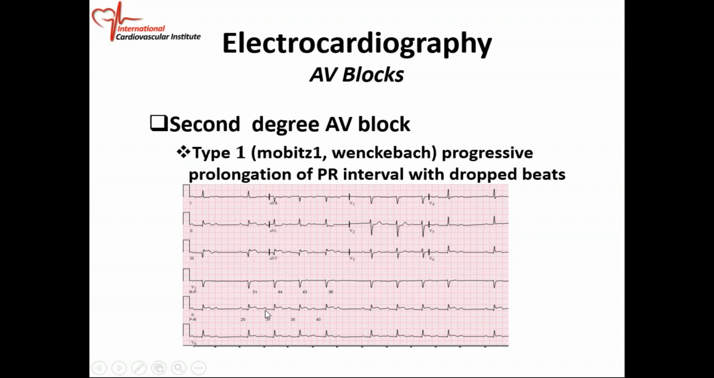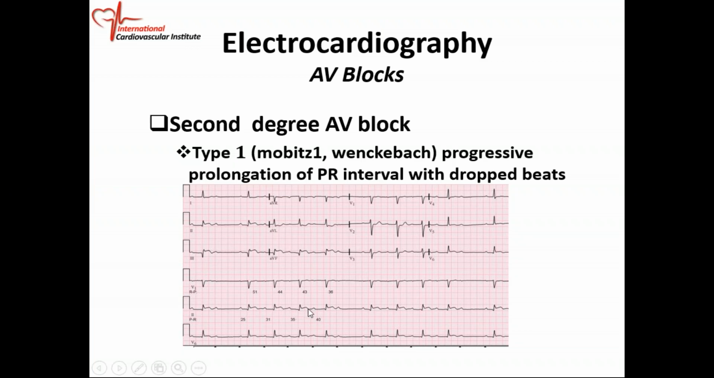Then you have the P wave, PR interval, and your QRS. If you look closely, you can see that this PR interval is a little bit longer than this one. You can measure it, but this PR interval is longer than this one. So we have our QRS, T wave, P wave, QRS. This PR interval is a little bit longer than this one.